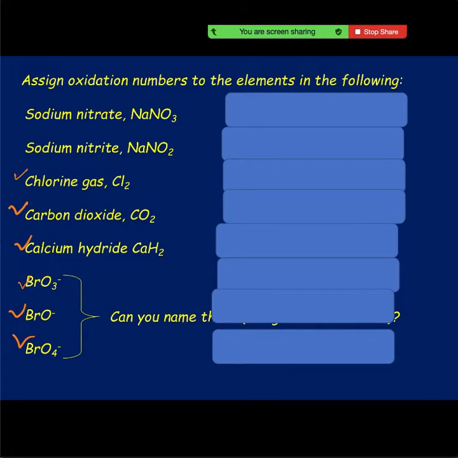Alright, so the rule is for an element, the oxidation state is always going to be 0. So chlorine over here is going to have an oxidation state of 0. For carbon dioxide, oxygen is -2. I have 2 of them, -4. The carbon has to be +4.